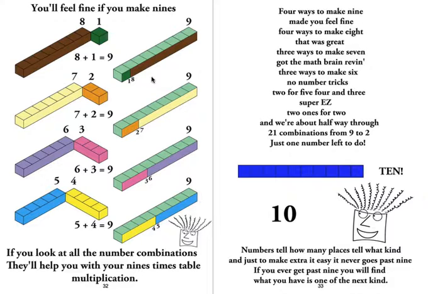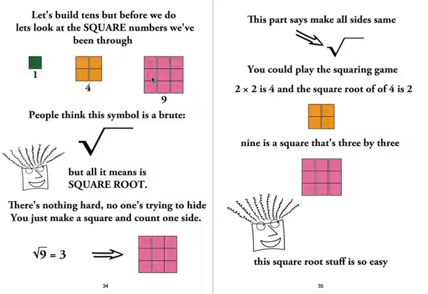Numbers tell how many, places tell what kind, and just to make it extra easy, it never goes past 9. If you ever get past 9, you will find what you have is one of the next kind. Let's build 10s, but before we do, let's look at the square numbers we've been through.